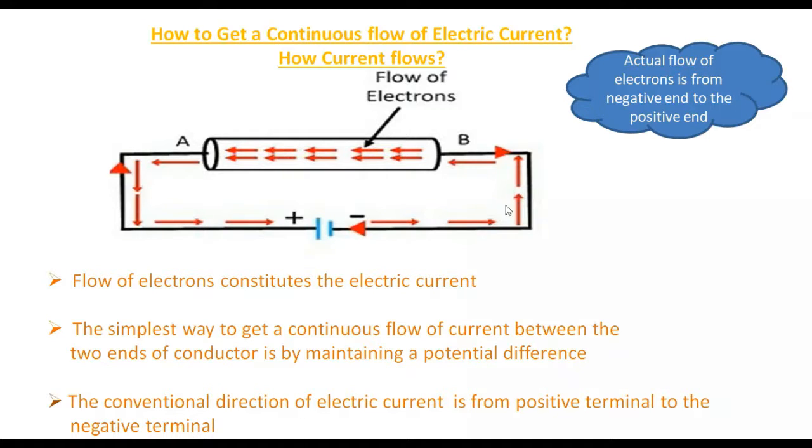positive end. This is the actual direction of flow of electrons, but the conventional direction is opposite to this, that is from positive to negative. Okay, so basically the actual flow of electrons which constitutes the current is from negative terminal to positive terminal, and that direction is exactly opposite to the direction of conventional current.